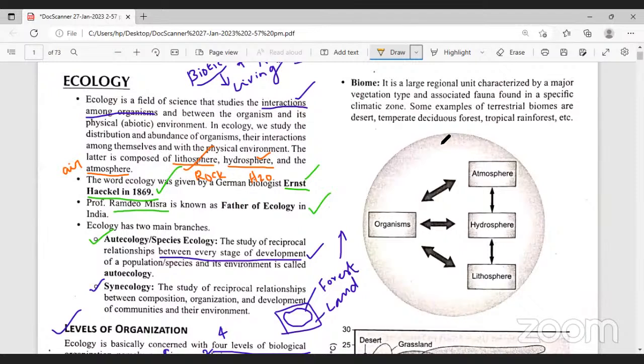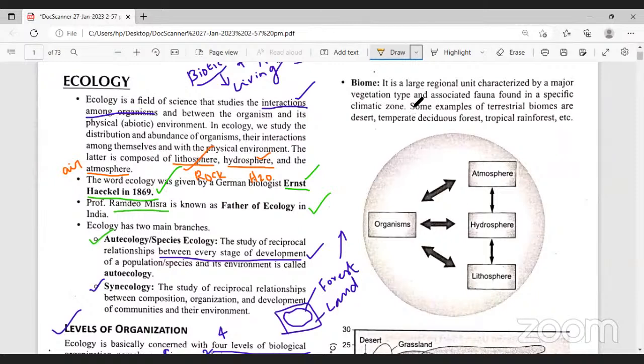You know, a particular organism, particular microorganism, particular plant, particular animal can live only in a particular area. That is the climatic zone. Okay, the climatic zone will be differentiated into 3 here: atmosphere, air; hydrosphere, water; lithosphere, soil as well as rock.